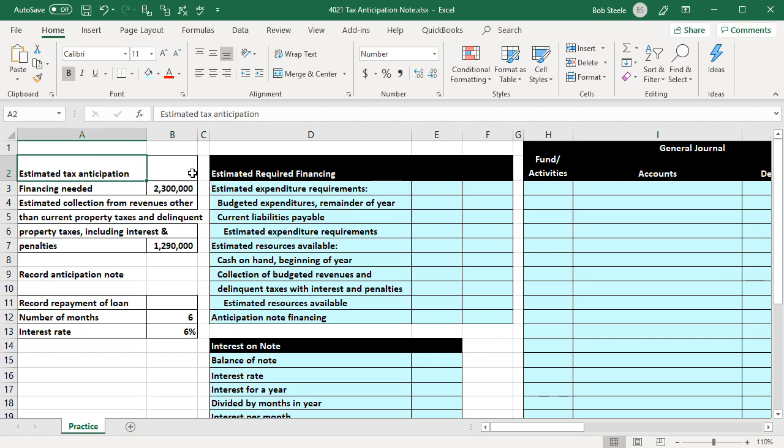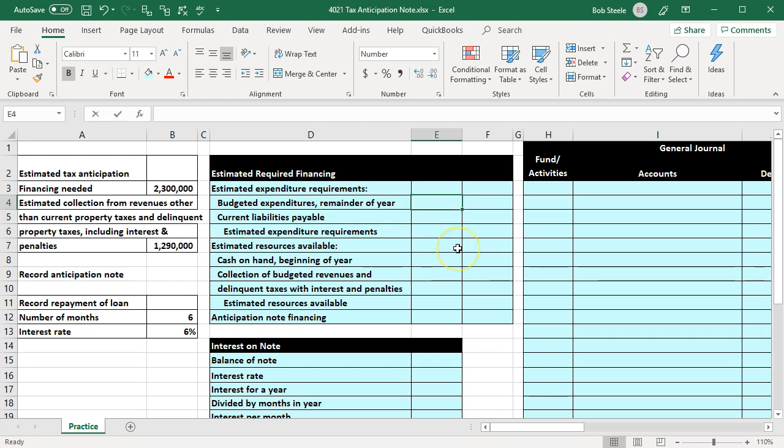We have the estimated tax anticipation. We have the financing needed. So we're estimating $2,300,000 in the financing. The estimated collection from revenues other than current property taxes and delinquent property taxes is going to be this $1,290,000. So we're going to do basically a calculation to get the anticipation note financing that we're going to need.